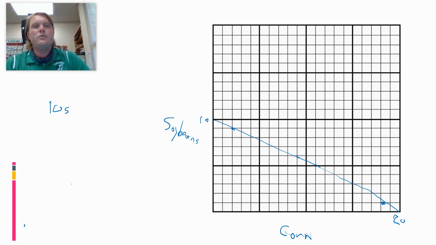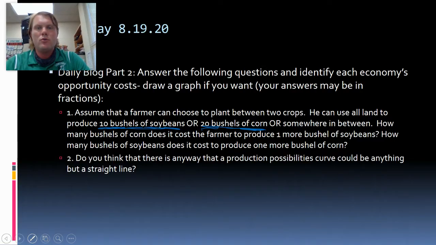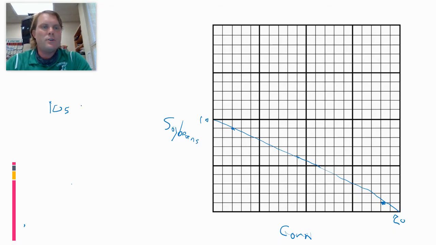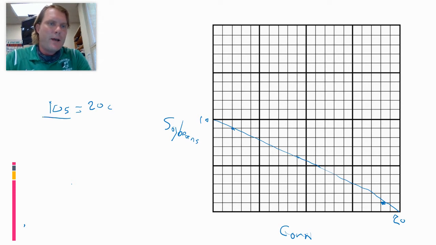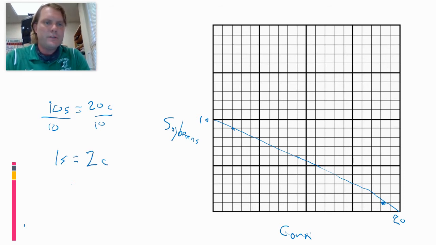And remember, that's if I use all my land to grow soybeans, right? So 10S, all my land, is also going to equal 20 units of corn. So I got 10S equals 20C. The next step is I just got to solve for the letters. So I got to divide my S by 10. I got to divide that by 10. And now I have one soybean equals 20 divided by 10 is 2 units of corn.